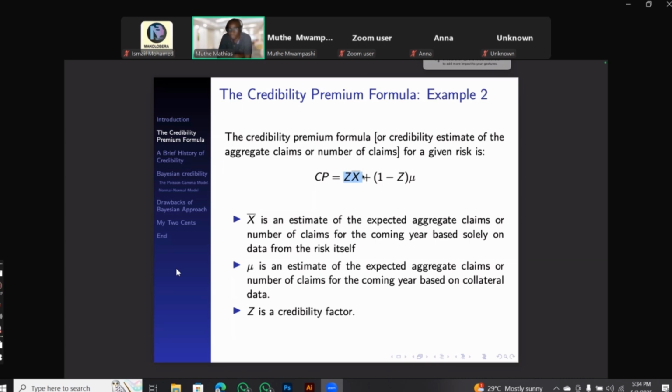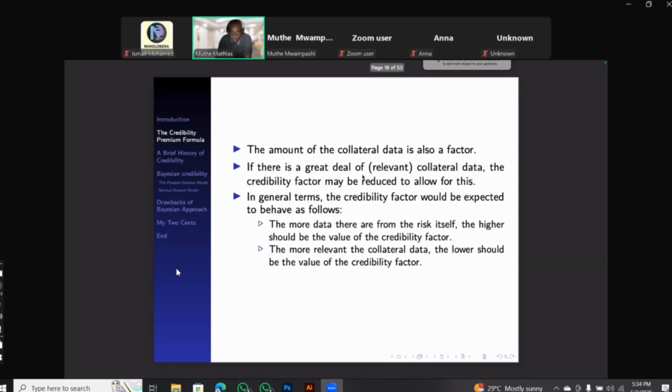So remember this formula here. You have the sample mean, and then of course you have the population mean. Once you remember this one here, I think all the questions will be much, much easier, right? So I will explain about this one here. In general terms, the credibility factor would be expected to behave as follows. The more data there are from the risk itself, the higher should be the value of the credibility factor. If you have more data from the risk itself, then we expect the value of Z to be larger.